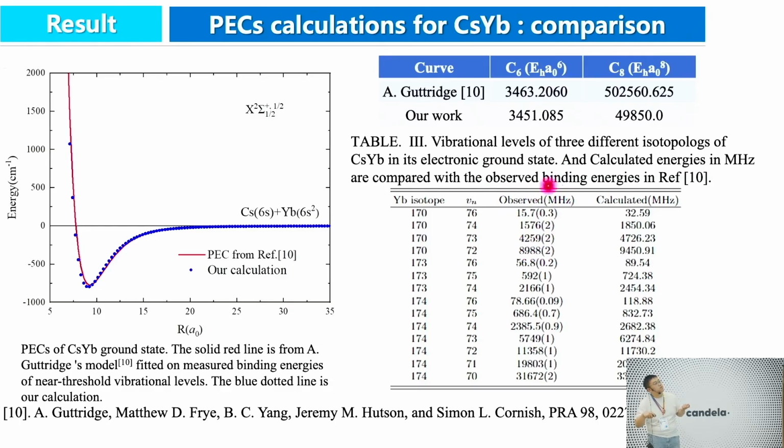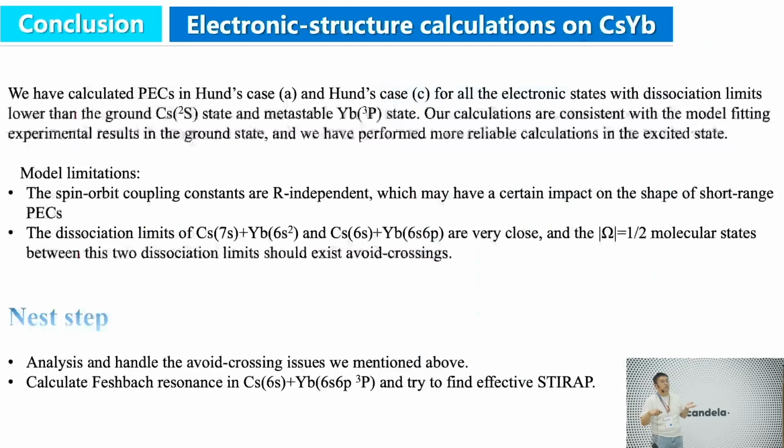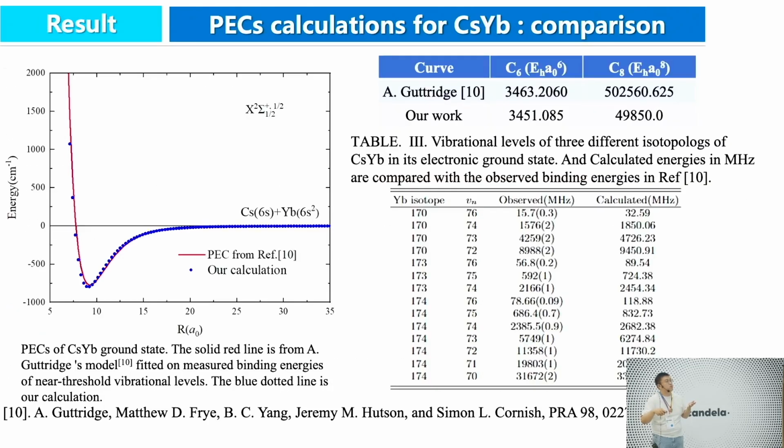And we have our own potential curves to get the vibrational levels, and we do a comparison between the observed numbers and our calculated numbers. Actually, there are some differences, but they are consistent with each other. So we trust our excited state is better than the previous one.